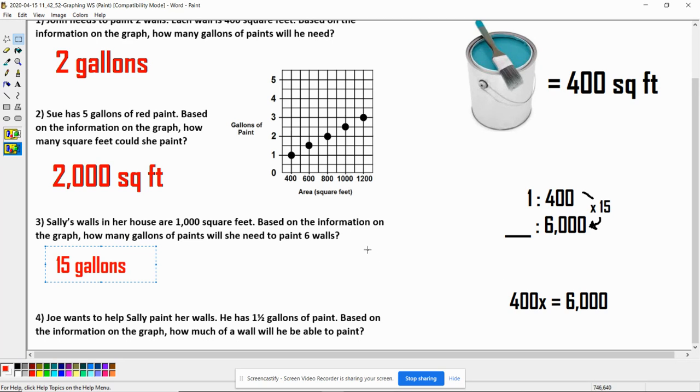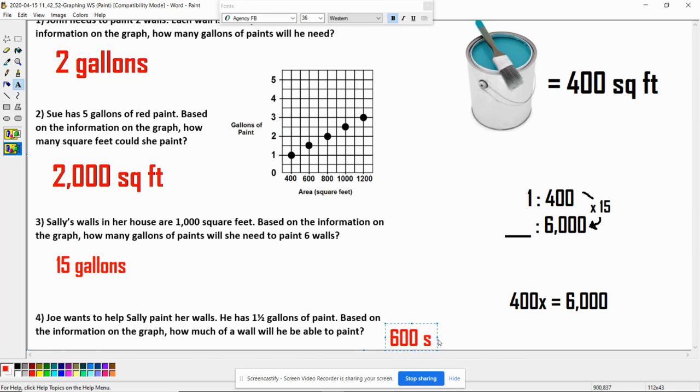Number 4, Joe wants to help Sally paint her walls. He has 1.5 gallons of paint. Based on the information on the graph, how much of the wall will he be able to paint? Well, he has 1.5 gallons, so he has right here. So he can paint 600 square feet of wall. So the answer to number 4 is 600 square feet of wall. That's how much Joe can paint.